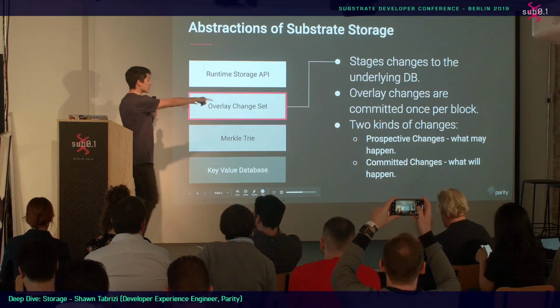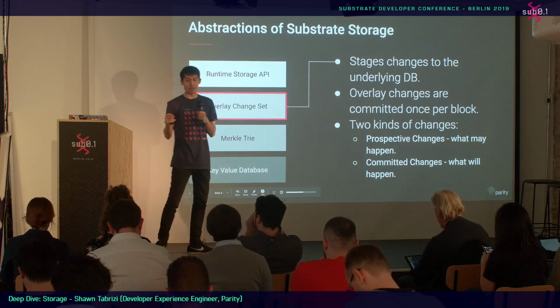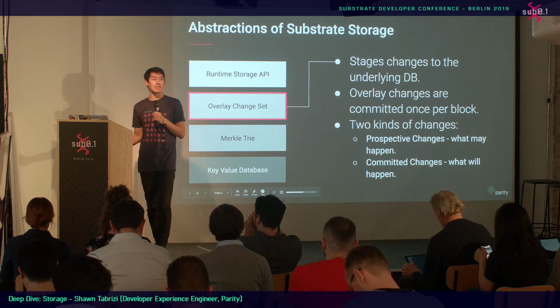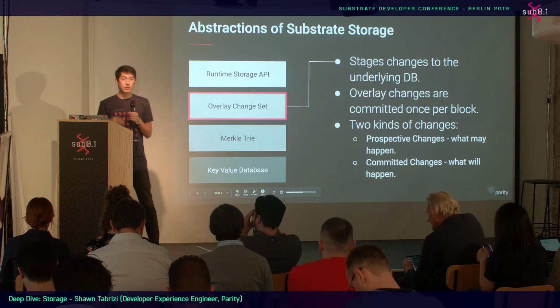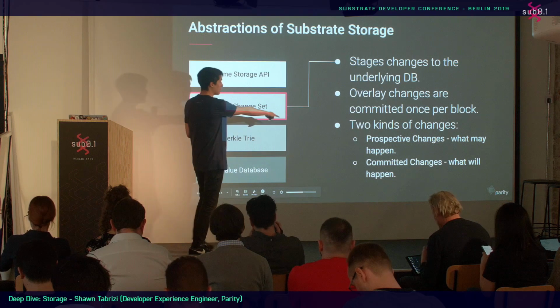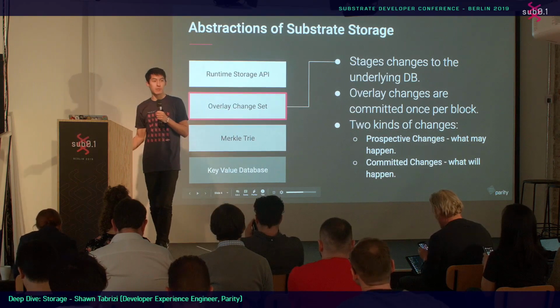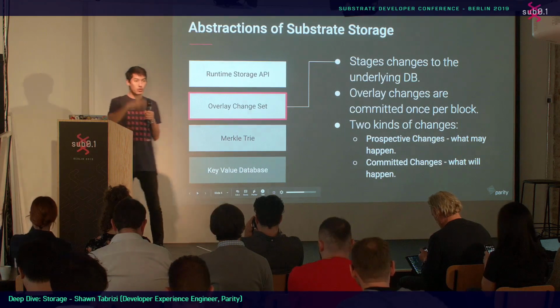There's two kinds of changes in this overlay change layer. There's prospective changes, things that may happen. So there are things that we don't know we should actually commit to the database yet. And then eventually there's some state that we know we will commit to the database at the very end of a block, which is the committed changes. And again, ultimately these overlay changes are actually committed to the actual database once per block. So when you're doing multiple reads to a value across multiple modules, all within one block, it's all actually happening in this overlay change set.